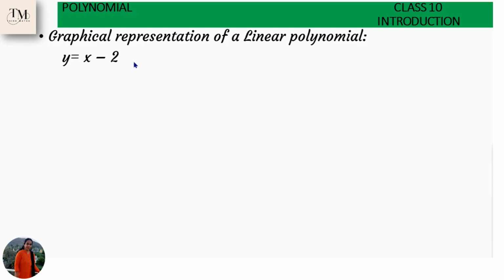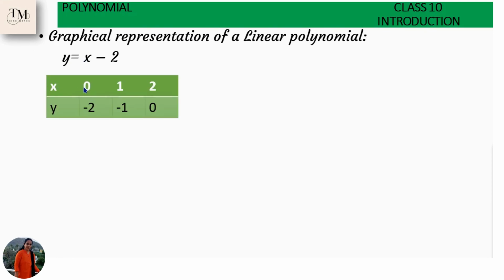Now we are going to plot the points in the graph. First we have to substitute the values of x and y. When x is equal to 0, 0 minus 2 will be minus 2. When x is equal to 1, 1 minus 2 will be minus 1. When x is equal to 2, 2 minus 2 will be 0. So 2 is the only 0 of the polynomial.